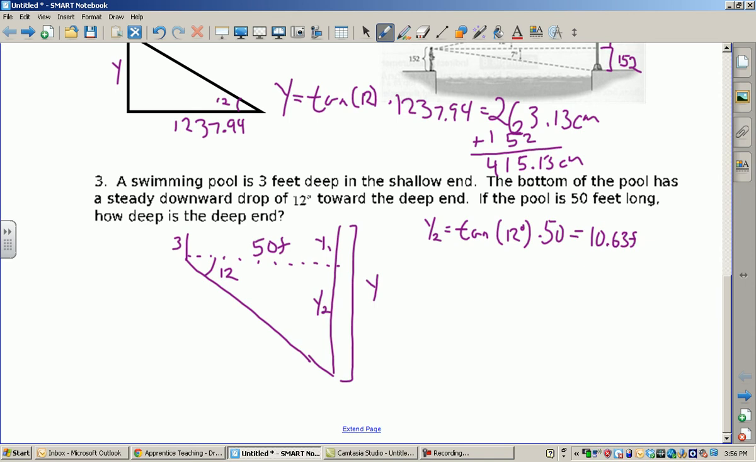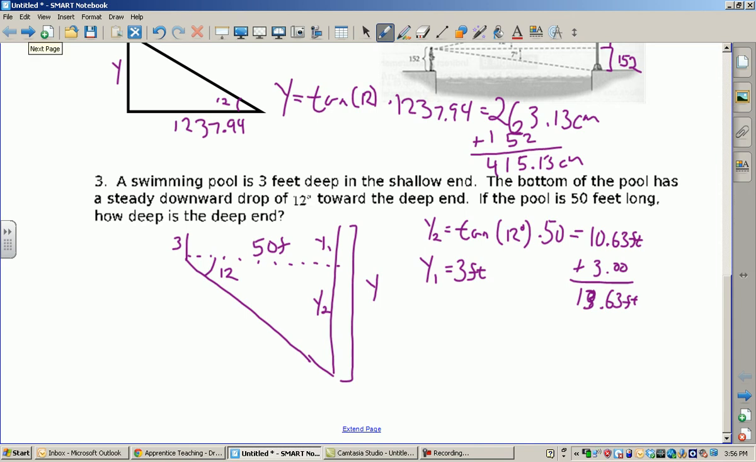Now I know y1 was given to me as 3 feet. So when I add y1 and y2 together, I get that my pool has a deep end of 13.63 feet. That's a fairly deep pool. Okay, so that was a quick problem.